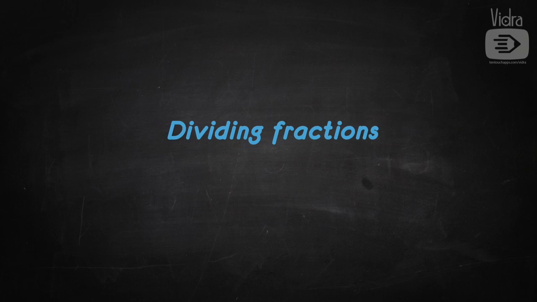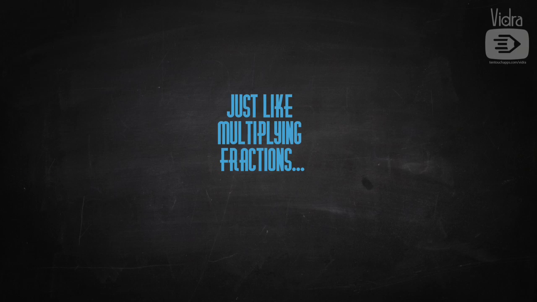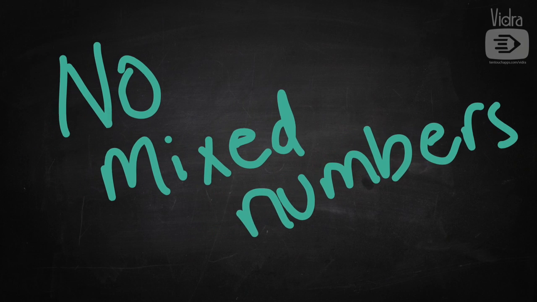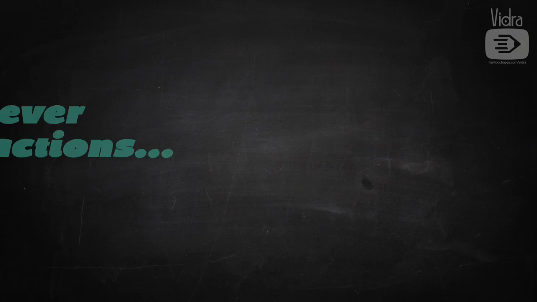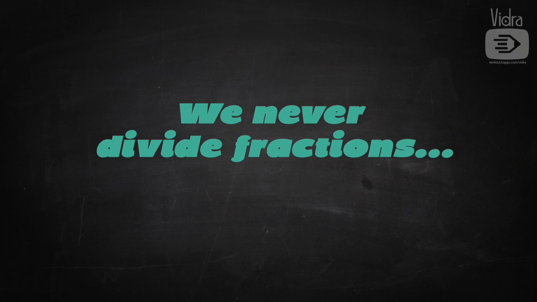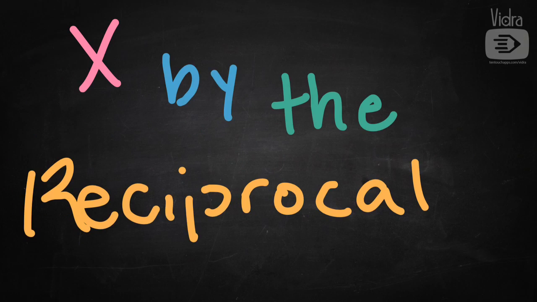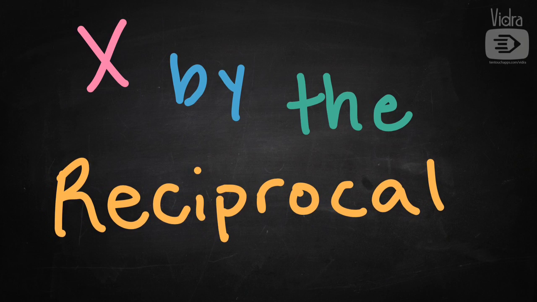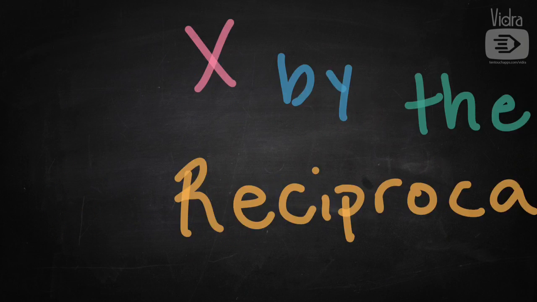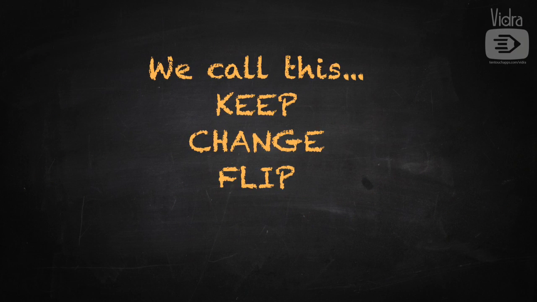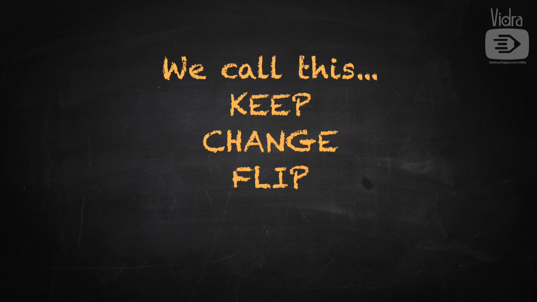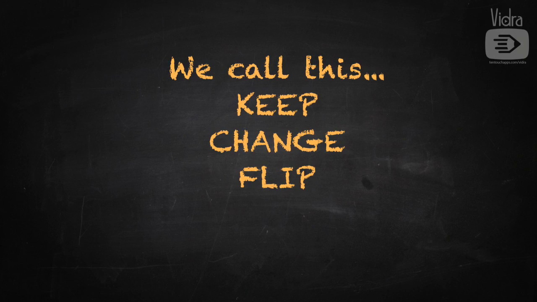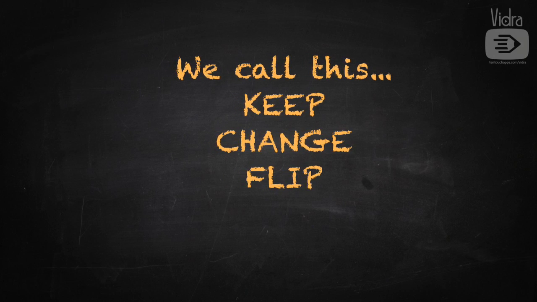Now, dividing fractions. Just like multiplying fractions, you cannot have a mixed number or a whole number. We really never divide fractions. Instead, we just multiply by the reciprocal. We call this keep, change, flip. It means you keep the first fraction, you change the division to multiplication, and flip the second fraction.